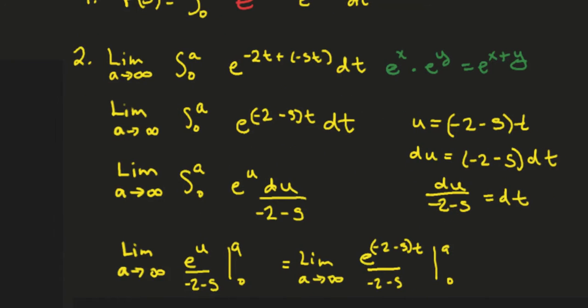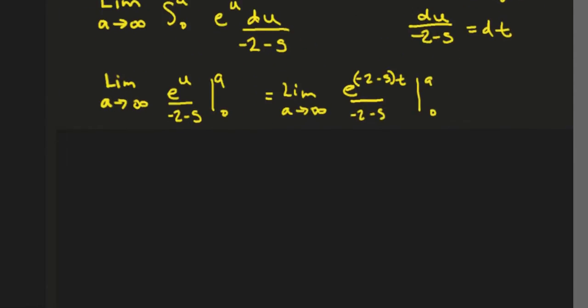So you let u equal the exponent, du becomes that, solve for dt. Plug in, it's e to the u, because that's what u equals. dt equals du over negative 2 minus s. When you integrate e to the u, you just get e to the u, and that constant comes along for the ride. Then plug back in what your u equals.